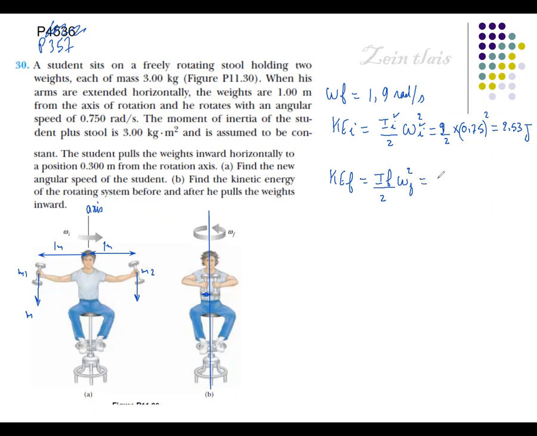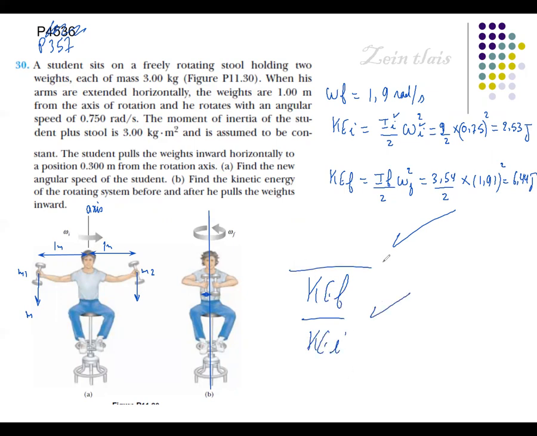which is equal to 3.5 divided by 2 times 1.91 square, which is equal to 6.44 joule. If I ask you about the increase or decrease of the kinetic energy, you can write kinetic energy final divided by kinetic energy initial, and you can calculate the ratio of the energy.